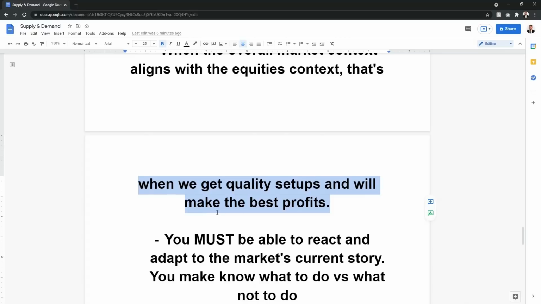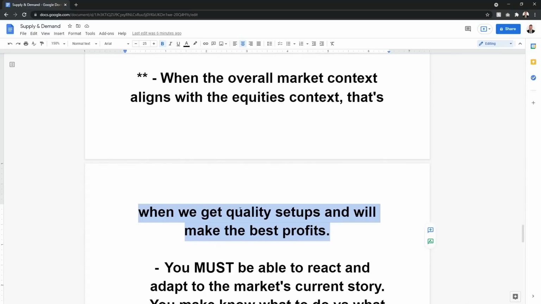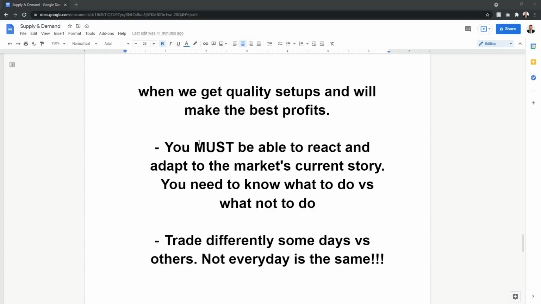I review my journal like it's a Bible every single night, every single weekend. I review it, and what it boils down to is the trades I make the most amount of money on is when I get the alignment between all factors and when ES or NQ or the Dow, depending on the stock I'm trading, aligns with that equity. And you must be able to react and adapt to the market's current story.